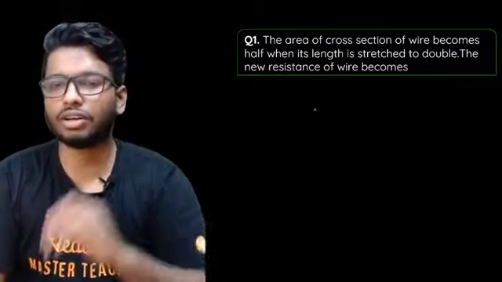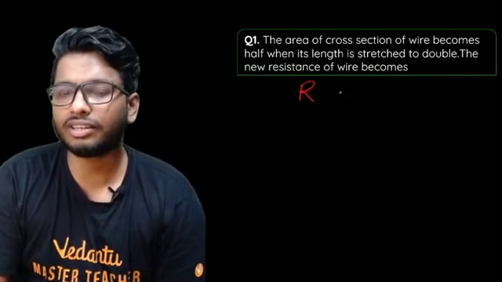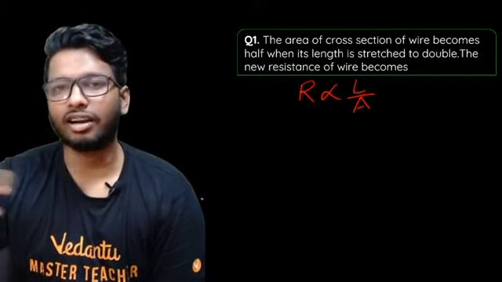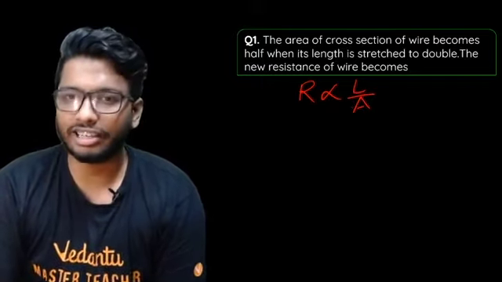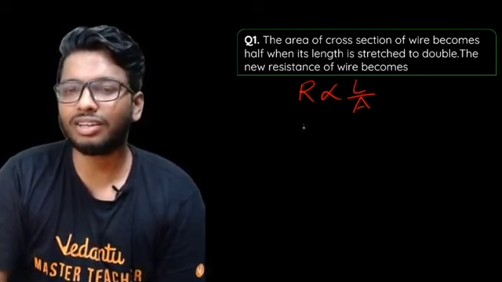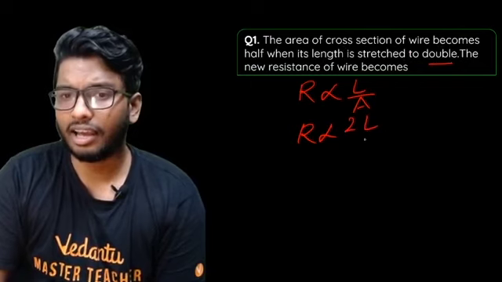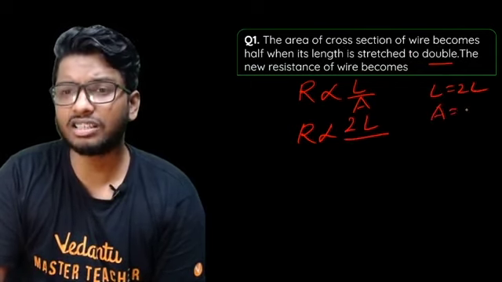Actually, I'll just give you the simple basic formula. I want all of you guys to try it by yourself. So I know that resistance is directly proportional to the length of the current carrying conductor, and inversely proportional to the cross-sectional area. So this is the relationship I know already. Now I know that the length is basically doubled, so the new length is 2L, and the area is half of it.